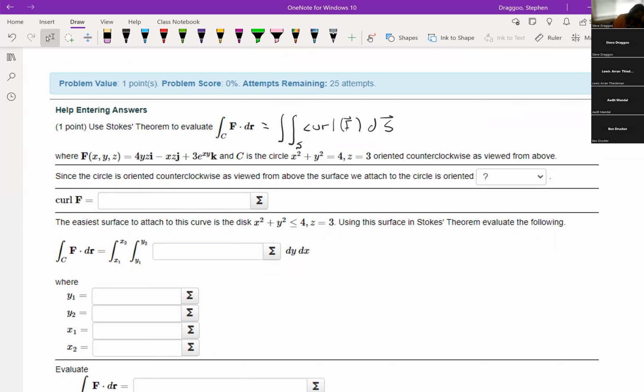Where do I want to start? Let's start with the curl this time. I have a purple segment. I've got a yellow segment. I've got a magenta segment. All right, and let's start this thing off. I need magenta partial y. So 3e to the xy. Or no, it's not. I'm doing partial y here, so it should be 3x e to the xy. There we go.